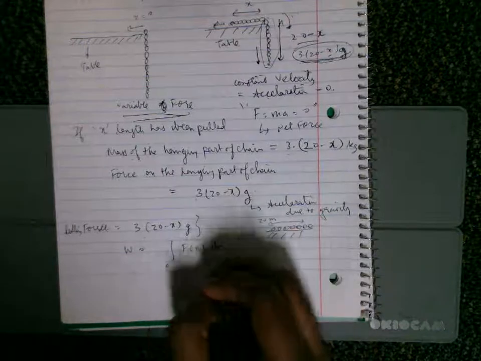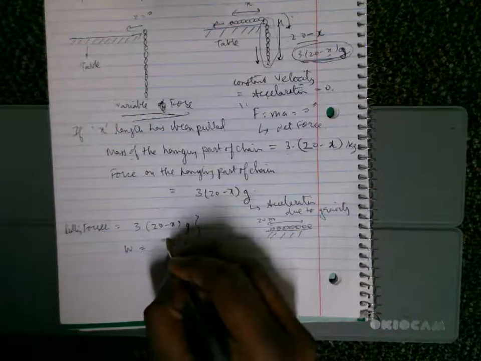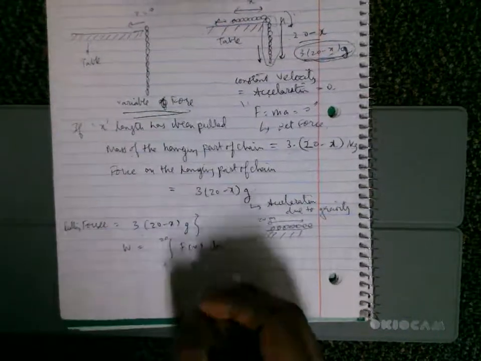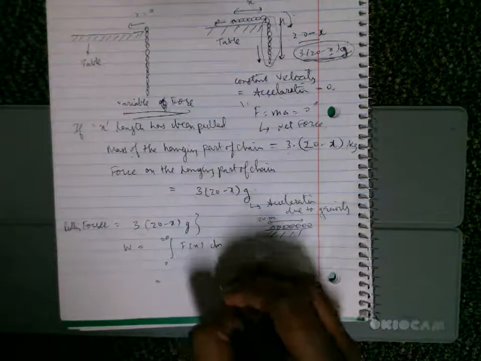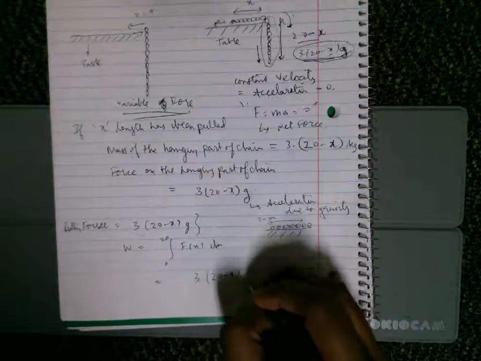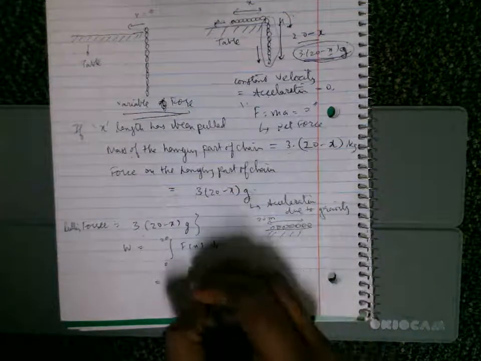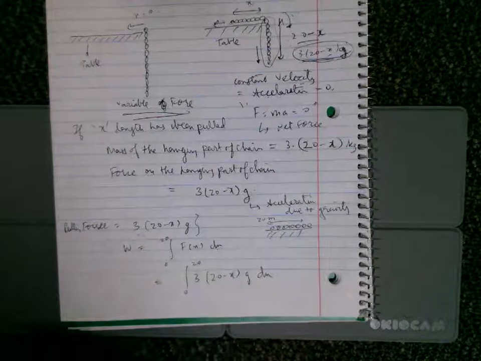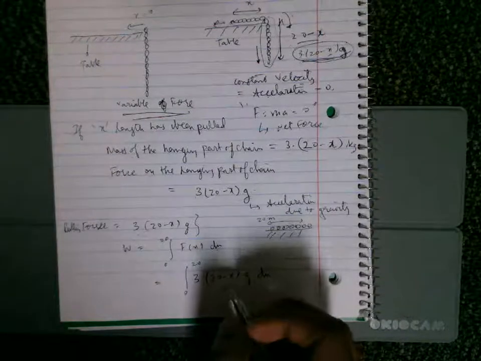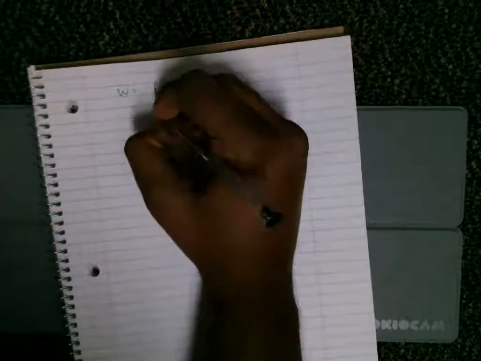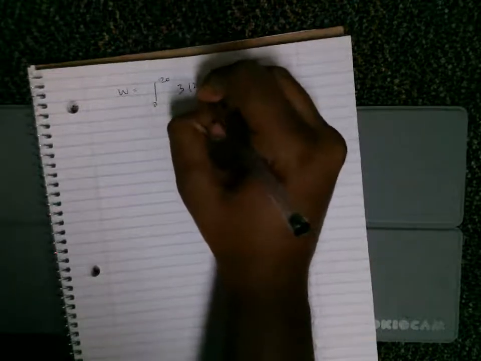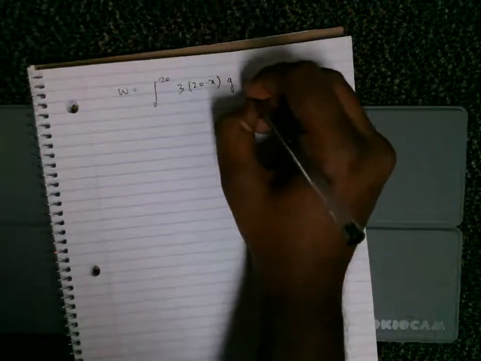So this is equal to, x goes from 0 to 20. All right, and now we know the equation of the force. So this is equal to the integral from 0 to 20 of 3 times (20 minus x) times g dx, where g is a constant. All right, so what we need to do is integrate this function. So the work done is equal to the integral from 0 to 20 of 3 times (20 minus x) times g dx.